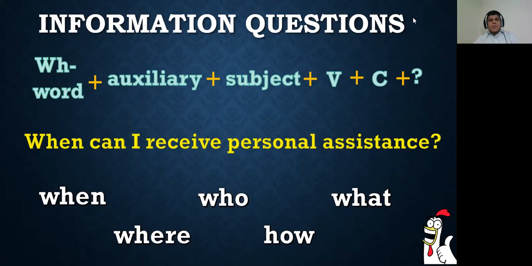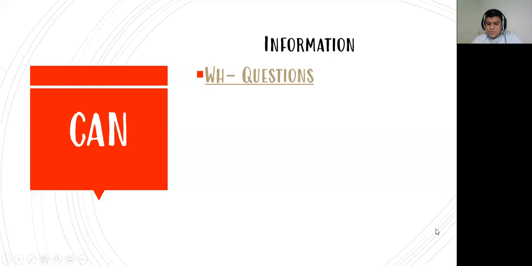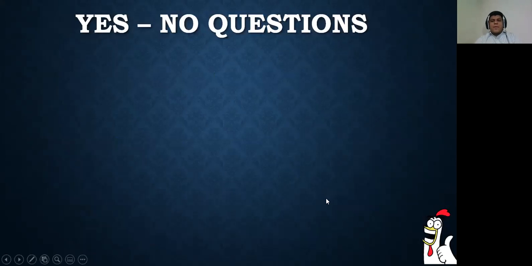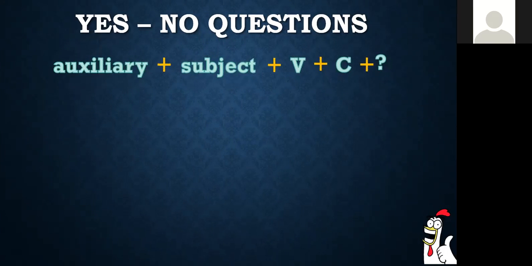See, that's why it is important to make a connection with WH words because they go for information questions. And then we include the auxiliary can to ask for information. We can use can to talk about possibility. And in this one, for possibility, we go for yes, no questions. And check on this one. For yes, no questions, we go over the format and the sentence elements that are necessary for this. The format is auxiliary plus subject plus the verb plus the complement. And remember, finally, we have the question mark.